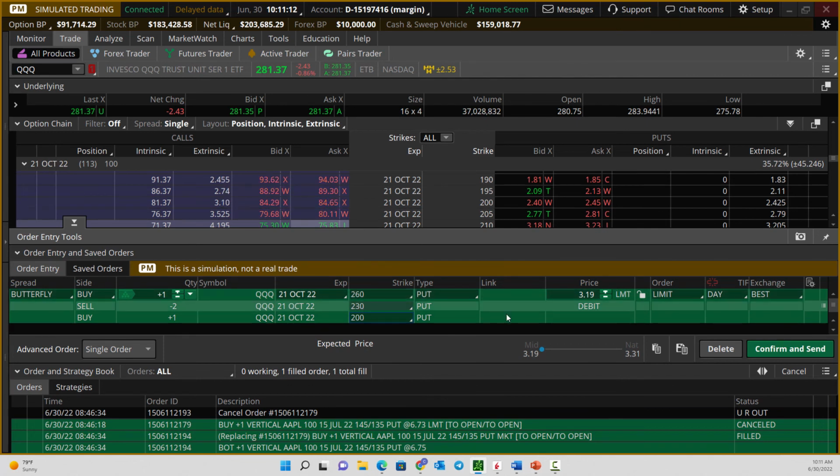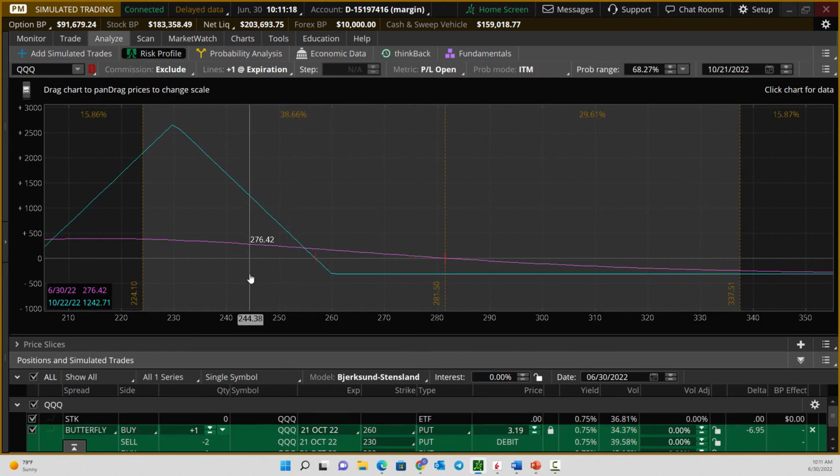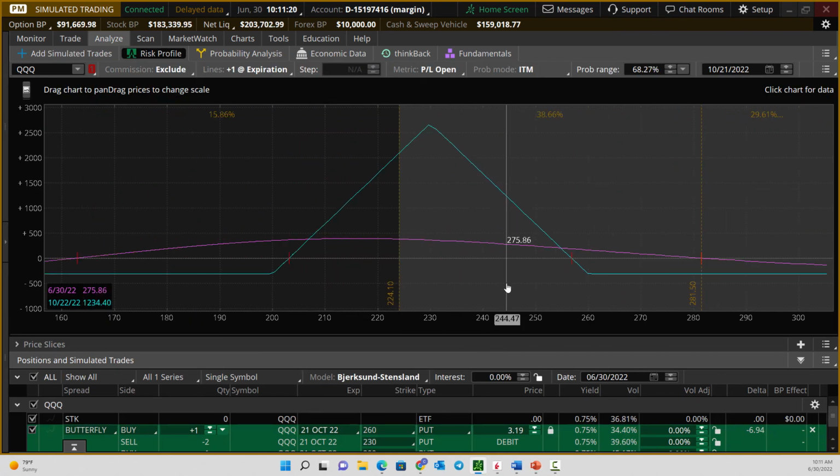High price point, only $300 at risk for a $30 wide spread. What does that give us? Well, it gives us a huge risk to reward. We can lose 319. We could make up to $30, the width, minus 319. So 20, again, can I do that in my head? 2681.